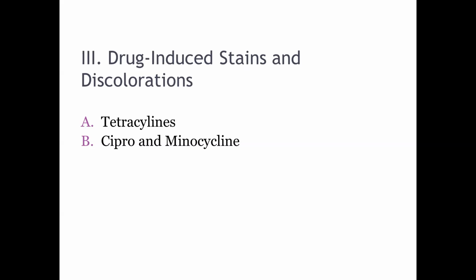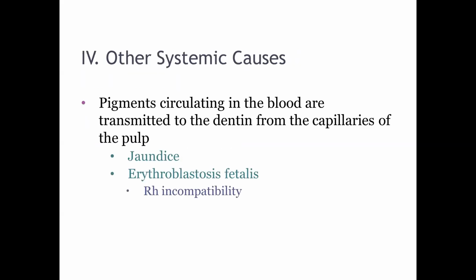The patient's medical history at the age may reveal the illness for which the antibiotic was prescribed. Then you have Cipro and minocycline that are used today, and they can result in a greenish discoloration of the teeth, also the bone, and sometimes this can be reflected through the gingival tissue.